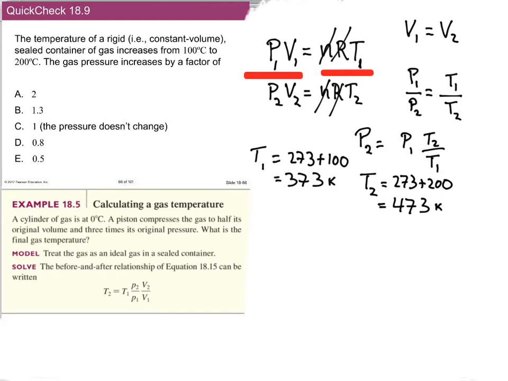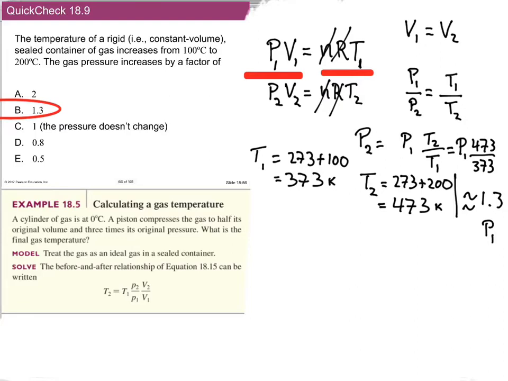And now once the temperatures are in Kelvin, we can replace, and P2 will be equal to P1 multiplied by a number which is 473 divided by 373. That number is around 1.3. So the final pressure is 1.3 times the initial pressure. So the pressure increases by a factor of 1.3. So the answer is B. All right. Let's move on to the next one, example 18.5.